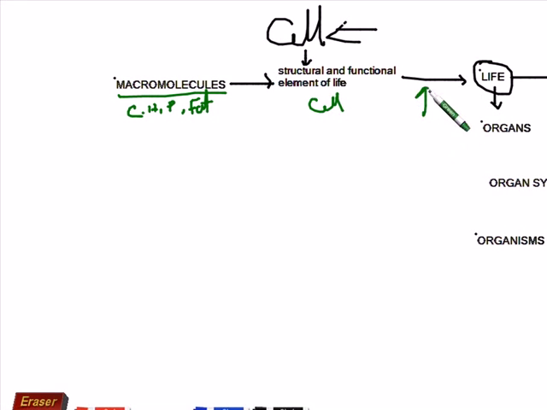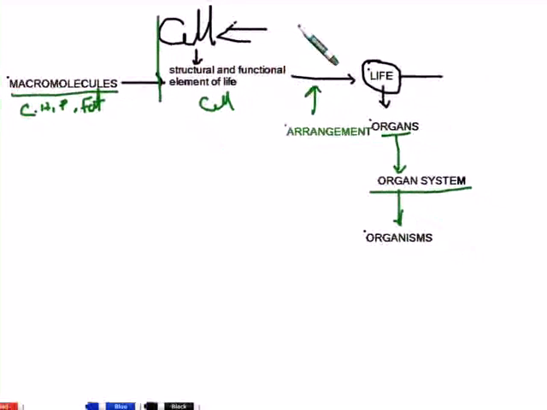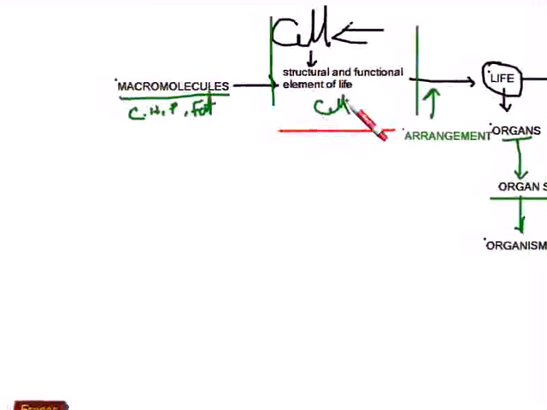So again, another type of arrangement here, and we finally end up with organs. We arrange organs to make an organ system, and we arrange organ systems to make an organism. In higher organisms we have organ systems, tissue systems and organs, but in lower organisms it may end up at the cell. They only have those macromolecules and ultimately a cell.